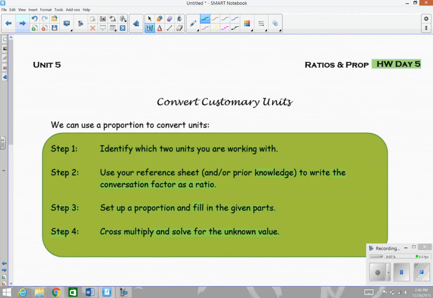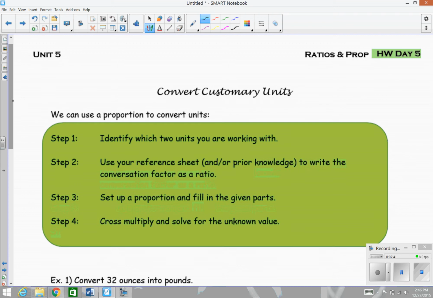Here's really the focus of this lesson, and this is where this ties into ratios and proportions. This is the prior knowledge you should already have. We want to go through this and make sure. It says converting customary units. These are the ones we use in the US. It says use a proportion.